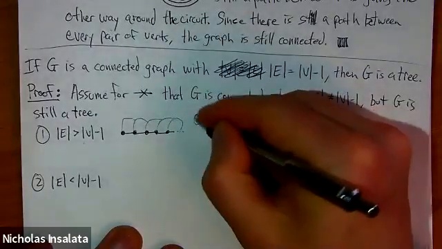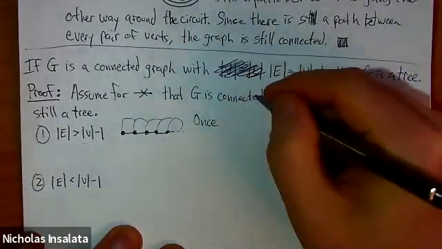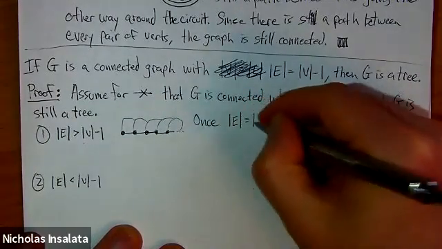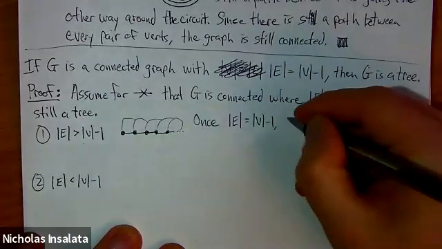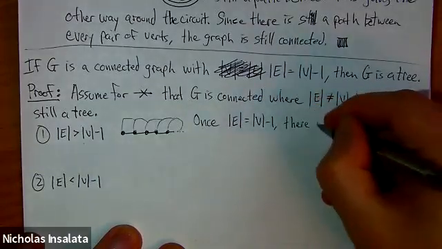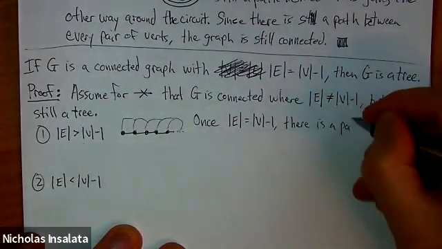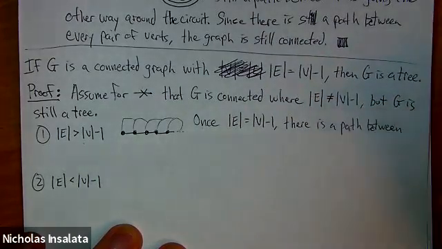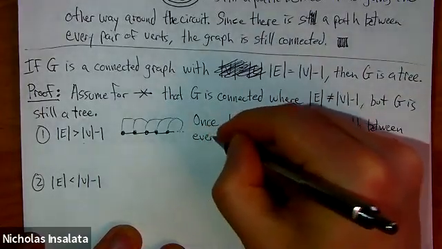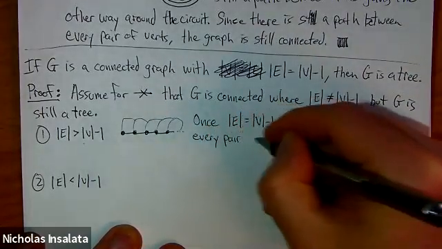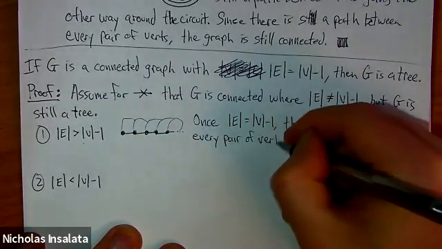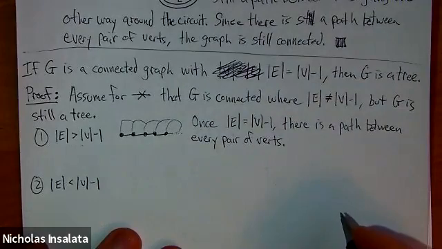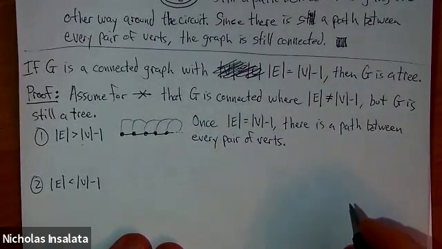Once the size of the edge set equals the size of the vertex set minus one, there is a path between every pair of nodes, every pair of vertices. Therefore, adding more edges must create a circuit.